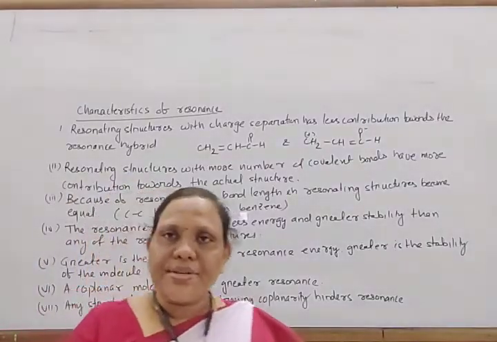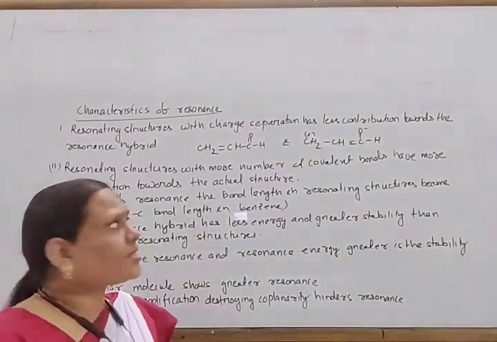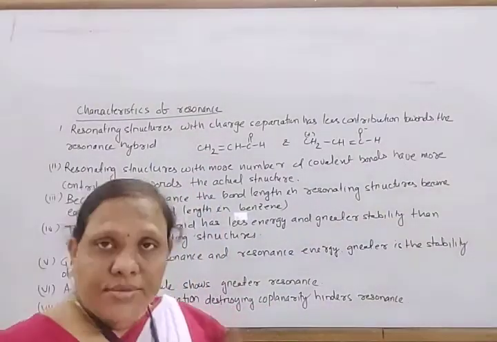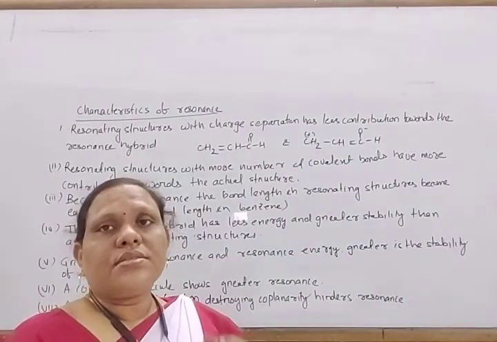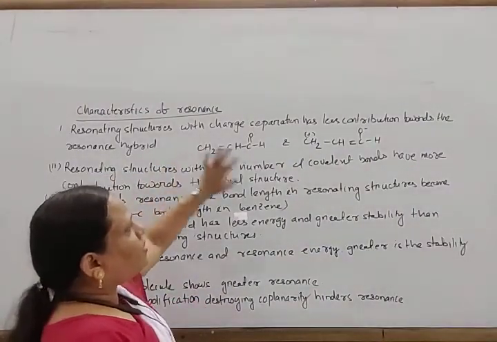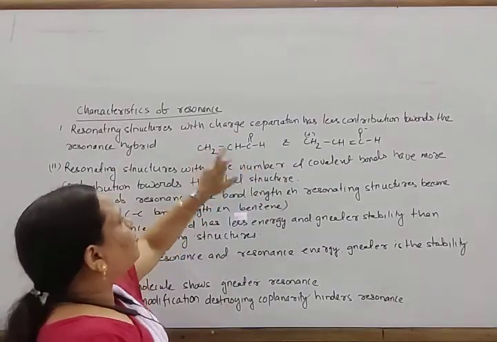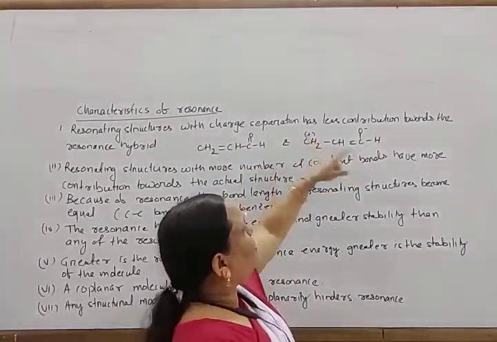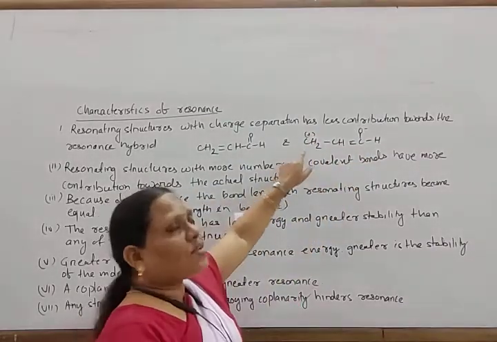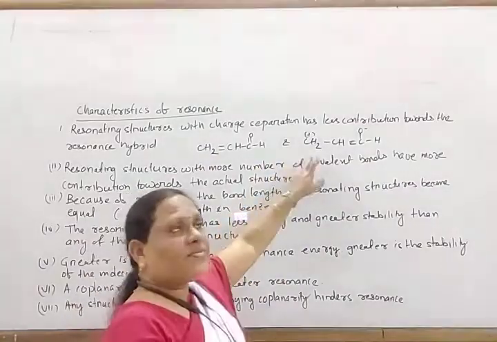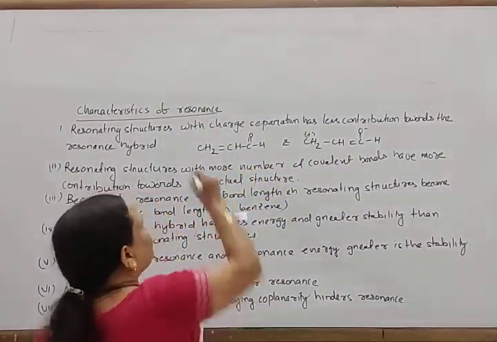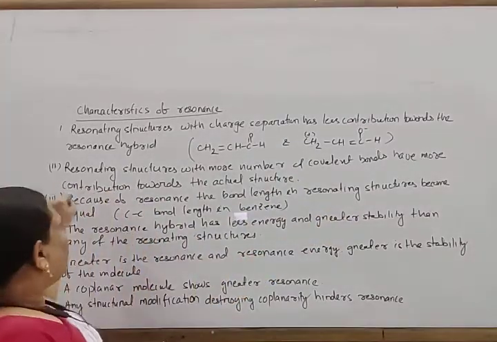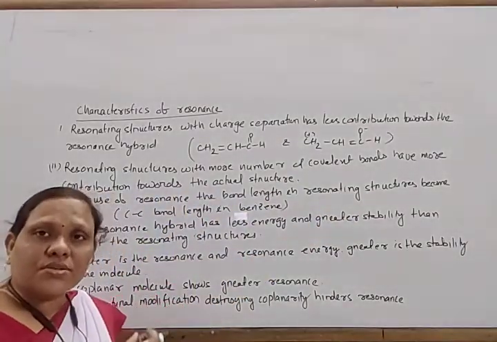Next, the characteristics of resonance. Resonance structures with charge separation have less contribution towards the actual structure than resonance structures without charge separation. Look here, this compound is propenyl. This structure is without charge separation, and this one is with charge separation, with plus and minus charges. So it has less contribution towards the actual structure, or this structure is less stable than this one. Similarly, resonance structures with more covalent bonds have more contribution towards the actual structure, meaning that structure is more stable.